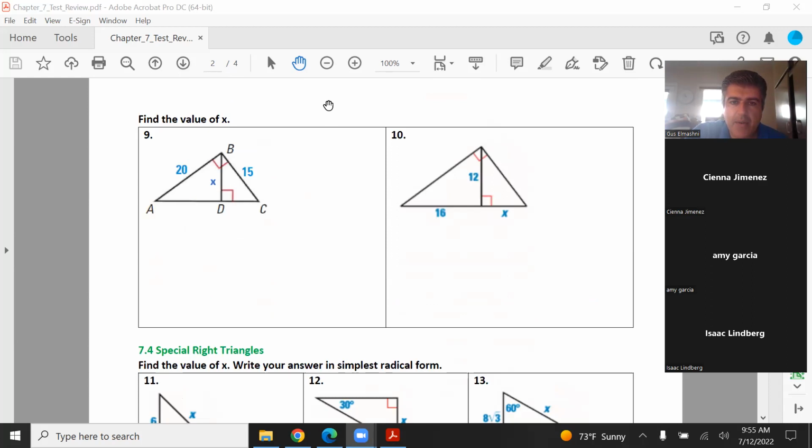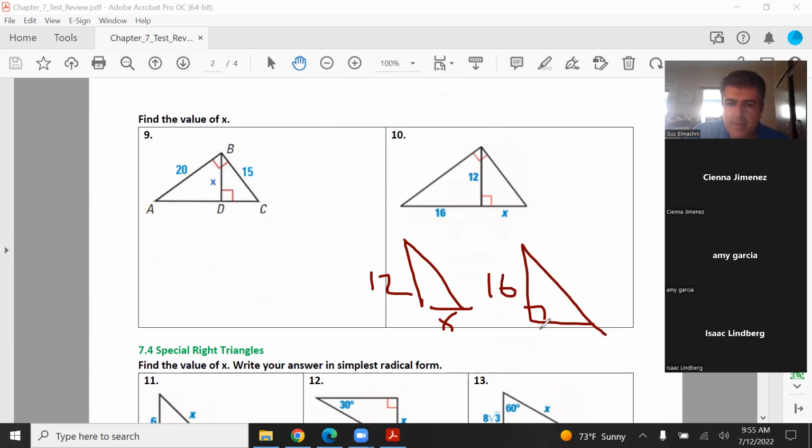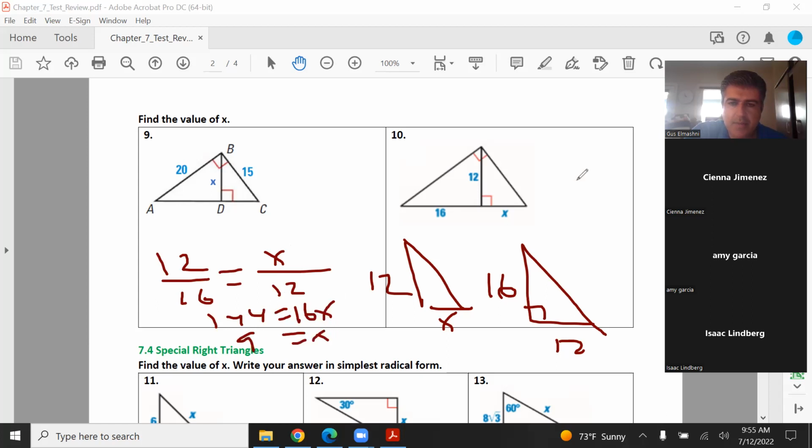For number 10, actually, now I know what's going on. I could kind of redraw this really quickly. That's 12 and X, and that's 16 and 12. So then it's 12 over 16 equals X over 12. Cross multiply, 144 equals 16X. You should get 9. So you can just reorient that. So this triangle here, I rotated 90 degrees clockwise to get it to line up with this triangle right there.